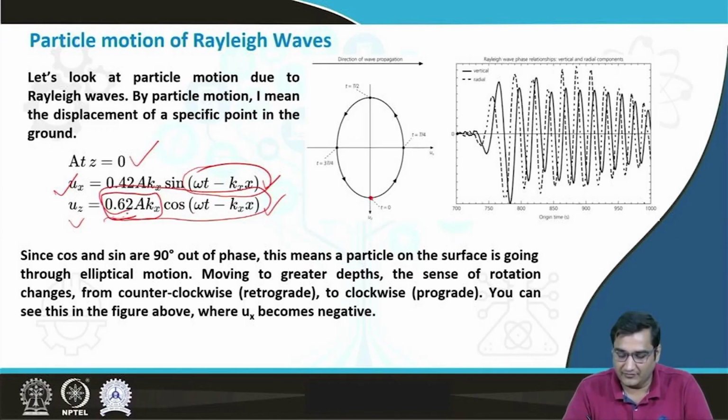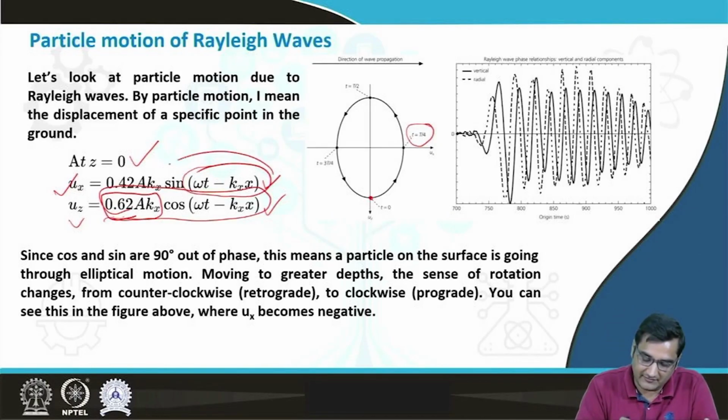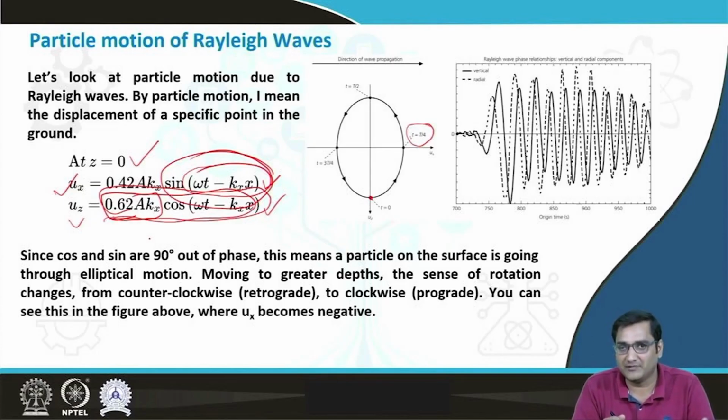And then if you move on to having the value of t equal to capital T by 4, that means if you take T as 2 pi, the time period of the sinusoidal wave, then 2 pi by 4 is around pi by 2. Then this term will become maximum, and uz will become 0. So ux will become maximum, that is 0.42 akx. This is your 0.42 akx here, this particular particle displacement here.